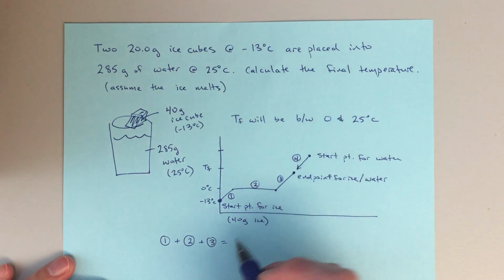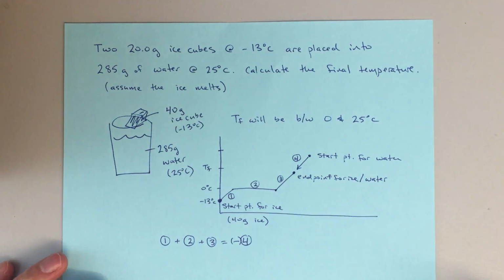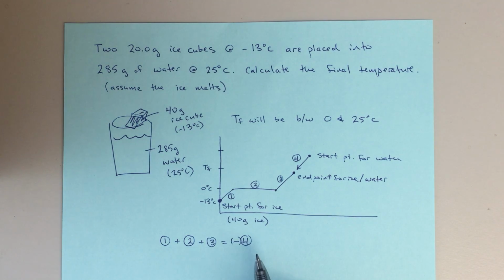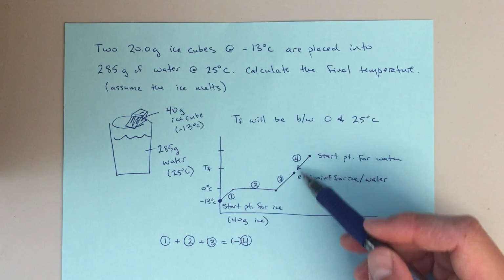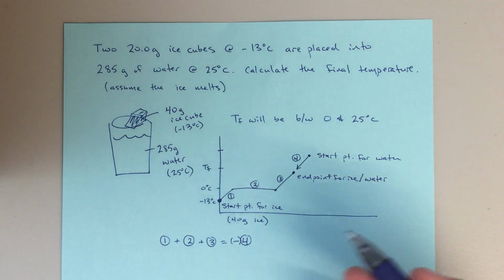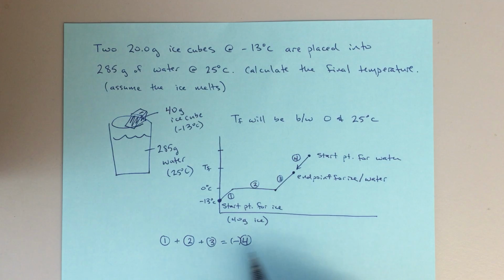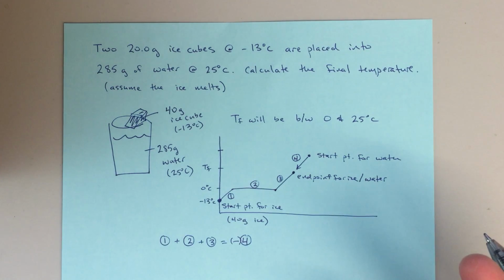From the point of view of the water, it's losing energy. So we're going to write equals minus the energy for step 4. We'll talk a little bit more about the sign as I work through the problem, but this is going to be the equation that will govern all the rest of the stuff that we do.